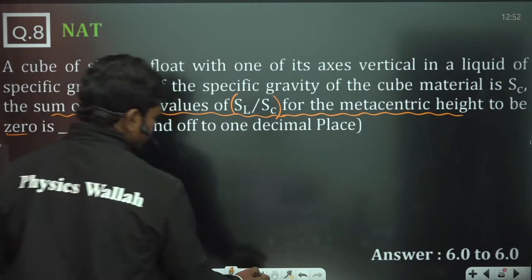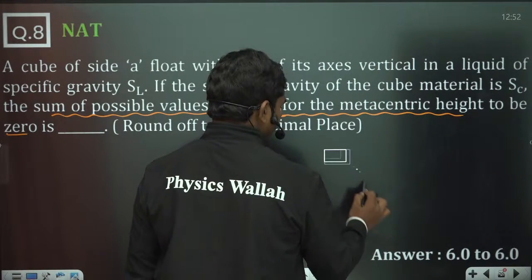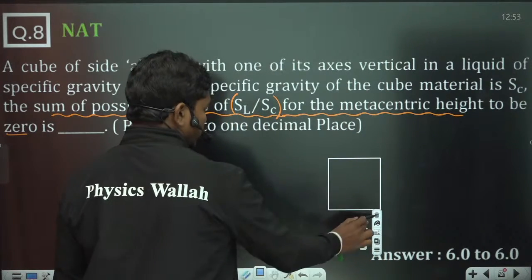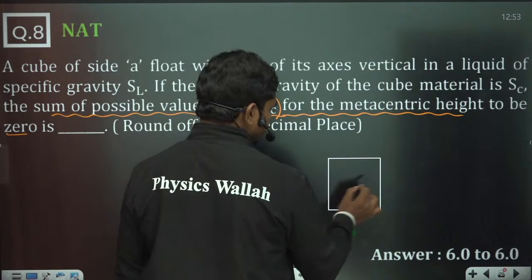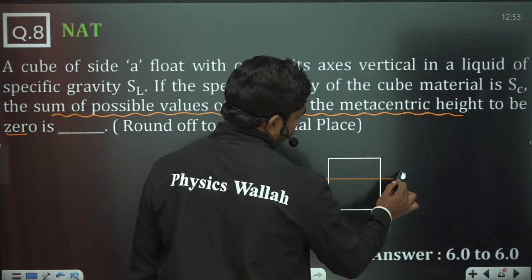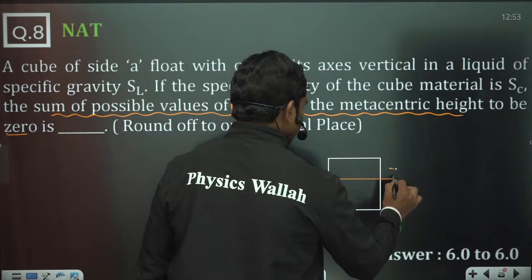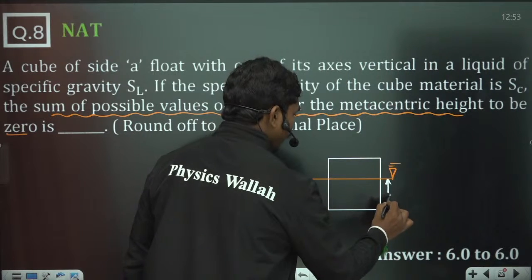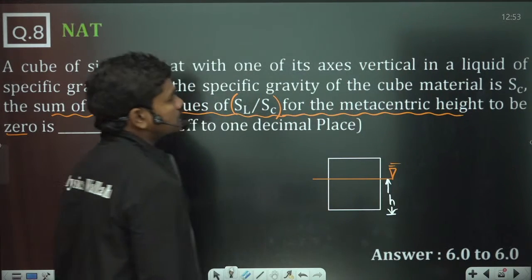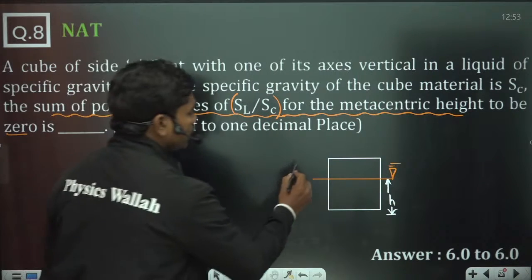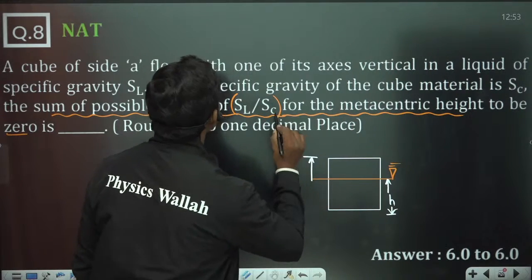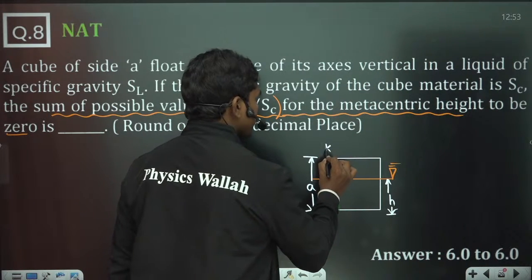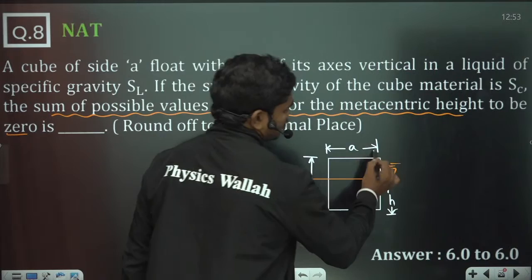So first of all, let us see if the cube is floating. This is a cube. So let us suppose this is a cube. So this cube is floating. Okay, this cube is floating like this. So what is this height of submersion? H. For example, let us suppose this is the depth of submersion H, and this total value is A. For example, it's given a cube of side A. Okay, so this is A. This is also A. This is also A here.